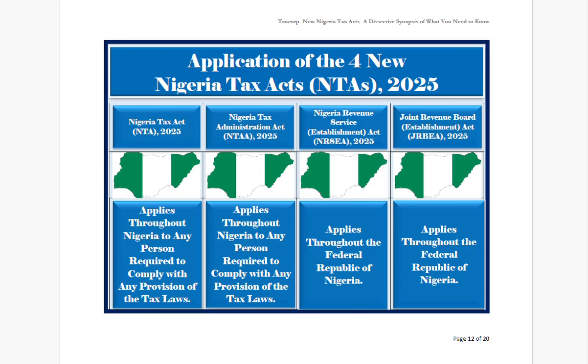Now, the application of the new Nigerian Tax Acts: to what scope do they apply? We'll show you. The first is the Nigerian Tax Act. As per the Act itself, it applies throughout Nigeria to any person required to comply with any provision of the tax laws. Similarly, the Nigerian Tax Administration Act says that it applies throughout Nigeria to any person required to comply with any provision of the tax laws. While the Nigerian Revenue Service Act stipulates that it applies throughout the Federal Republic of Nigeria, and the Joint Revenue Board Act stipulates that it applies throughout the Federal Republic of Nigeria.